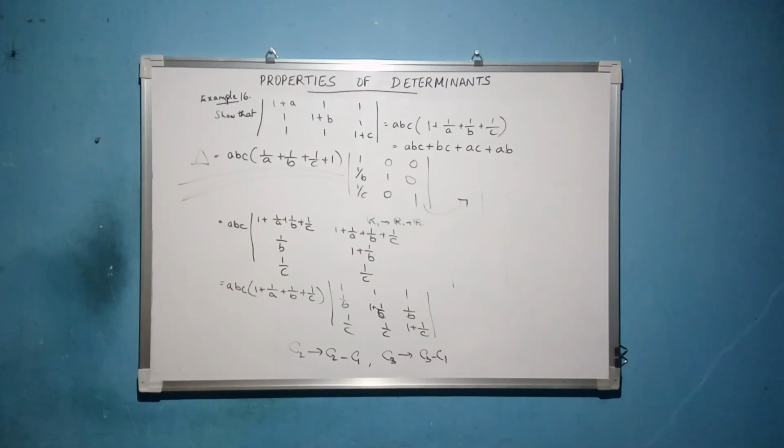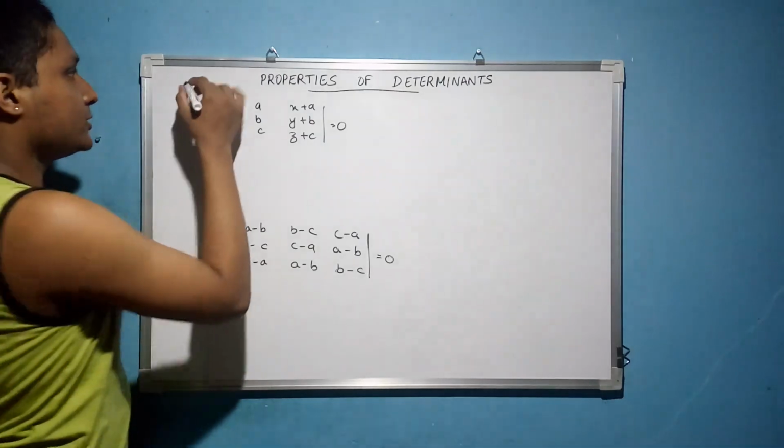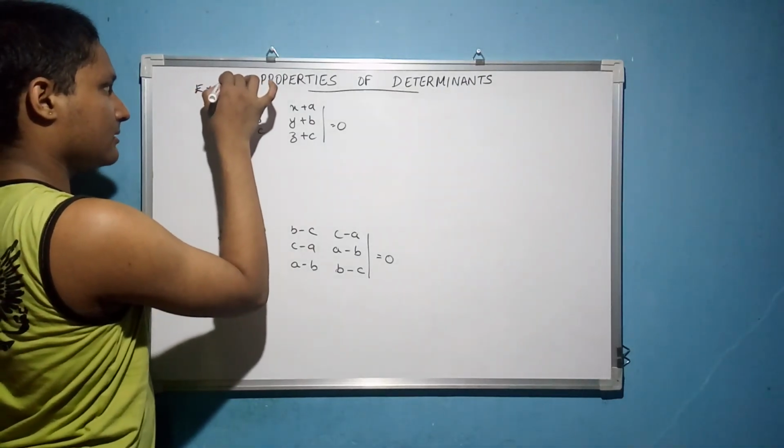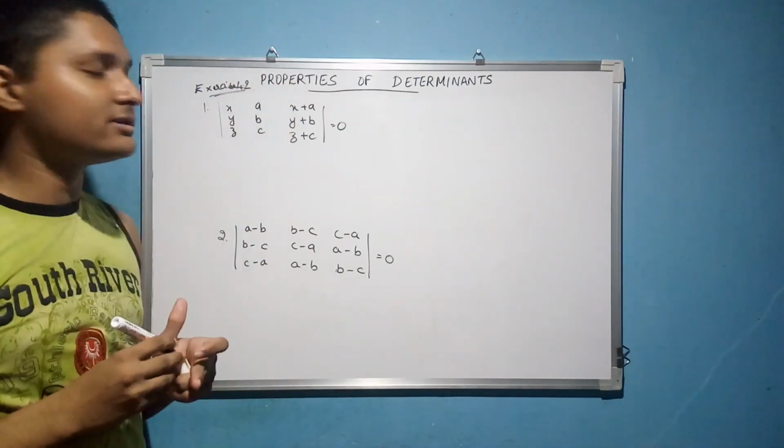Moving on to the exercise. I'm going to start with exercise 4.2. Exercise 4.2 is an important one. These types of questions generally come for the board exam also.